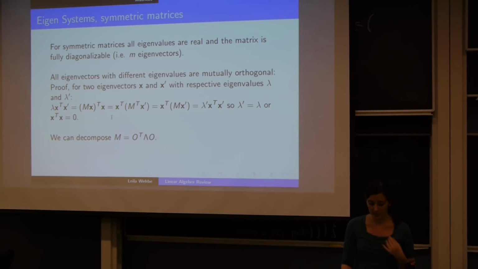For symmetric matrices, we have a lot of nice properties. The first one is that all the eigenvalues are real, and the matrix is fully diagonalizable, so we get m eigenvectors. We also have that all eigenvectors with different eigenvalues are mutually orthogonal.